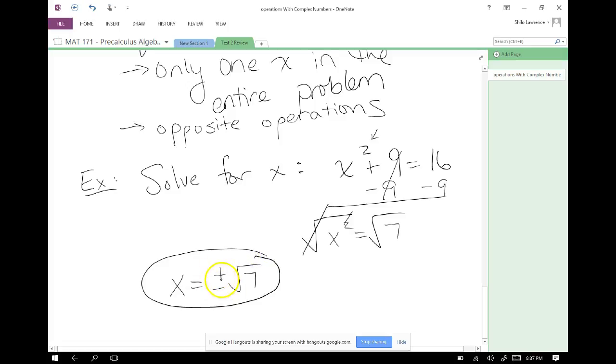There is a plus minus button in MyLabs Plus, so you can type this in as plus minus square root 7, or you can separate it and say the answers are positive radical 7 and negative radical 7. So you could type it in either way.